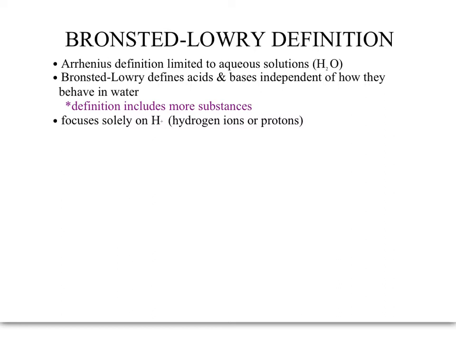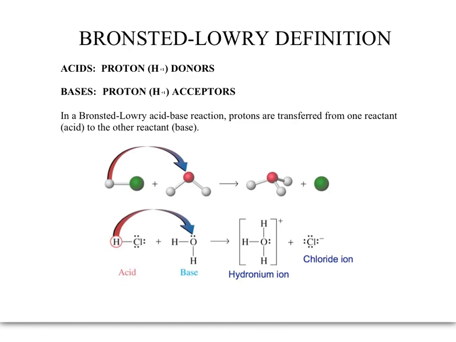And in this definition, we get to focus solely on the movement of the hydrogen ions, H+, or we also can call them protons. We are not looking at hydroxide, OH- at all. So what makes something a Bronsted-Lowry acid and a Bronsted-Lowry base? It has to do with the hydrogen ions, the H+, and acids will donate, bases will accept.